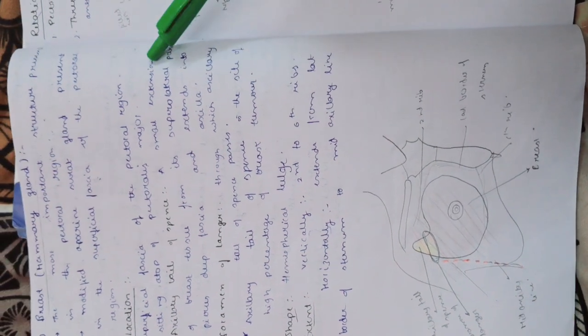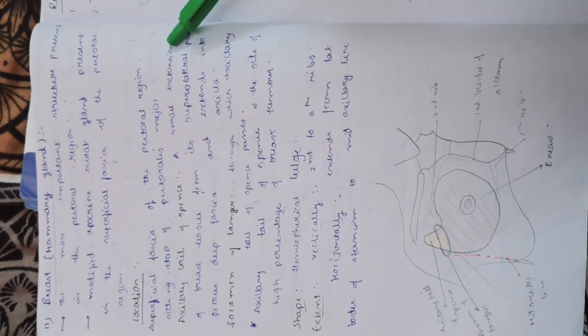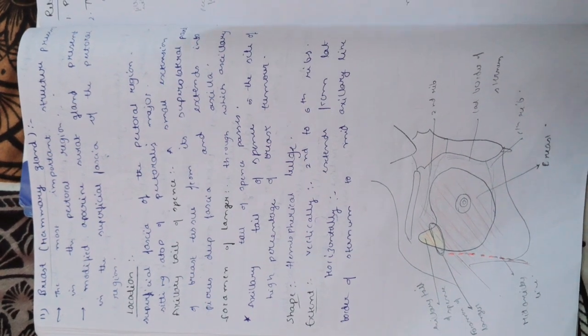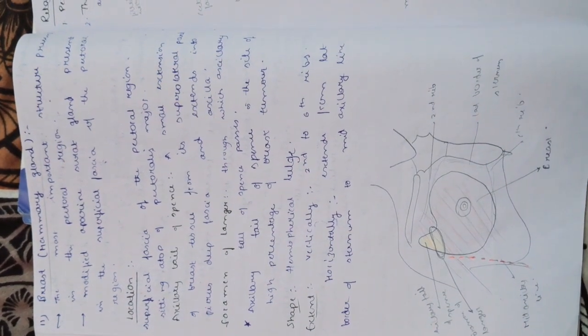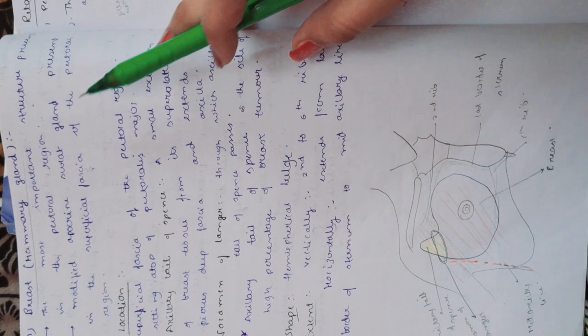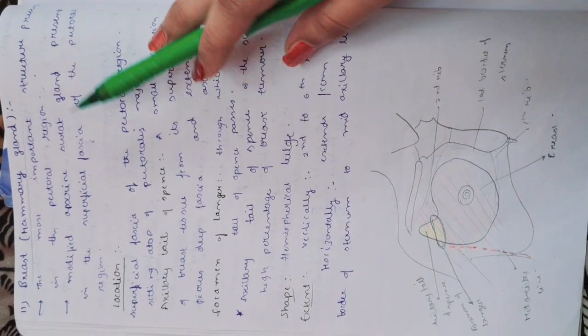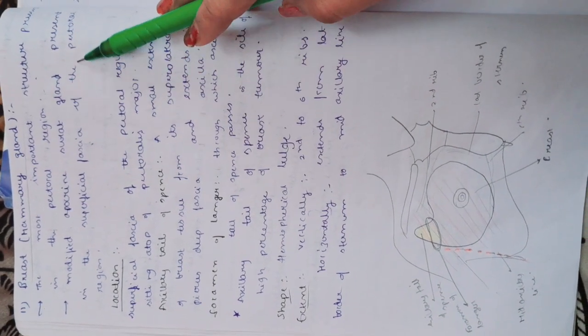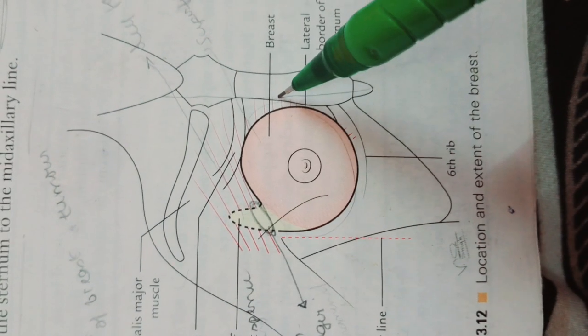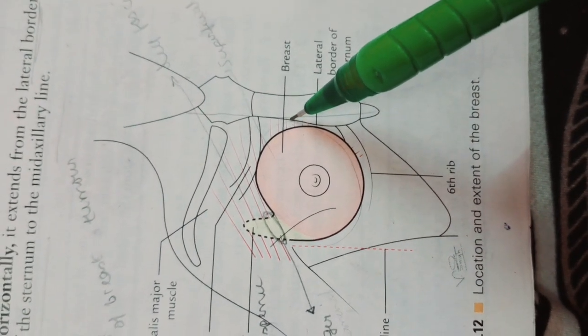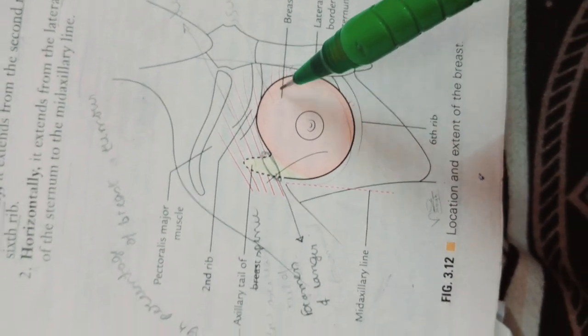Let us see the anatomy of mammary gland. It is the most important structure present in the pectoral region. It is the modified apocrine sweat gland present in the superficial fascia of the pectoral region. It is present superficially, sitting atop of pectoralis major muscle.